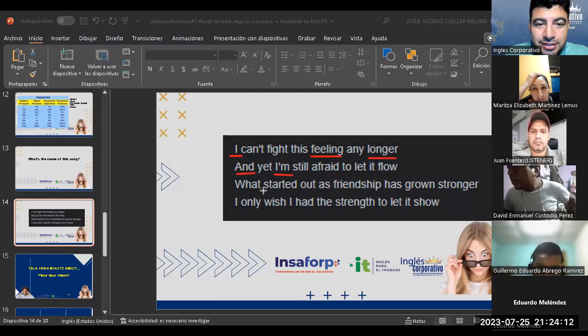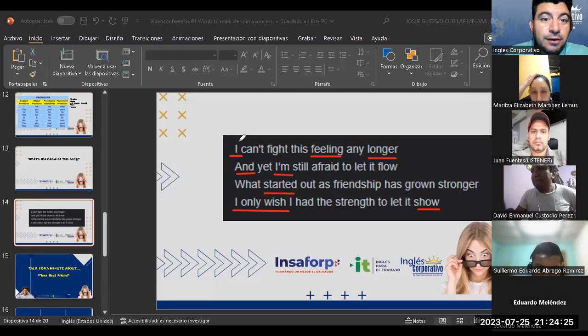Miren, aquí está what started. Ok. Pero son con what. Ok. Veamos acá. I, it's subject pronoun. Feeling is noun. Longer, adjective. And conjunction. I'm, verb to be. Started, verb, regular verb in past. I only wish is simple present. Show is verb, regular verb.